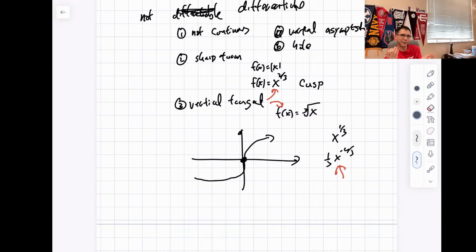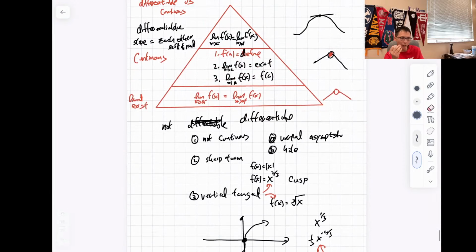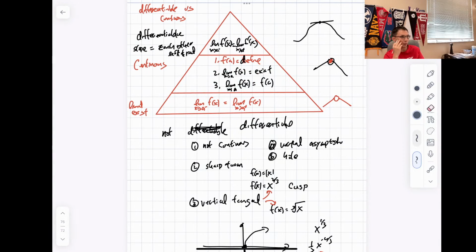So therefore infinity is the slope. Slope is not defined. So the vertical tangent is not defined. So why do we talk about differentiability before we talk about the mean value theorem? Why do you think we need to talk about that?